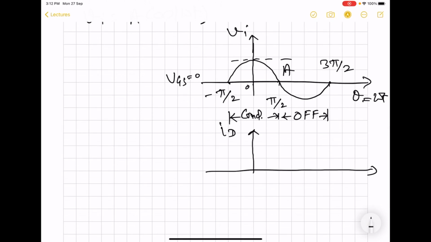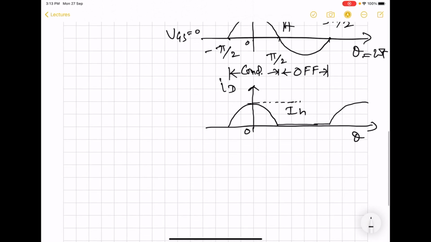So this is the total drain current. So we will get non-zero only over the first half, and then we are going to get 0 for the second half. And here we will be calling this IH to designate that this is the maximum value of half rectified drain current. Okay. So we see that our drain current is half rectified.